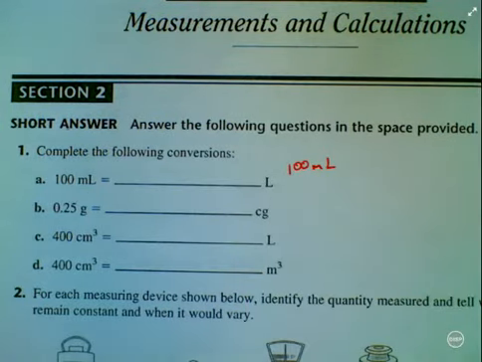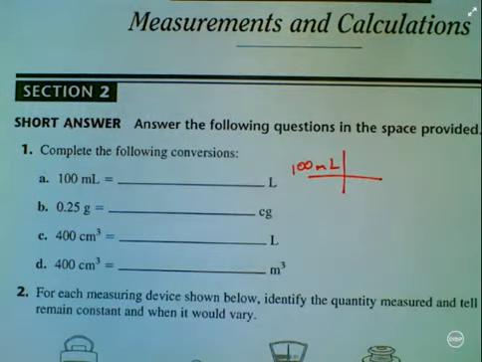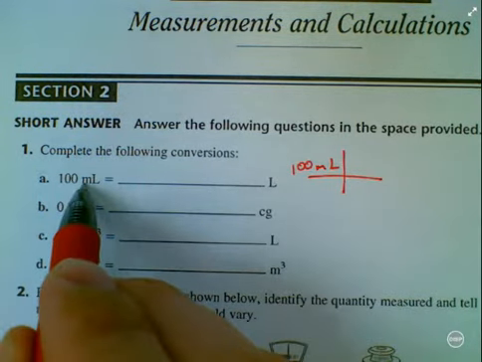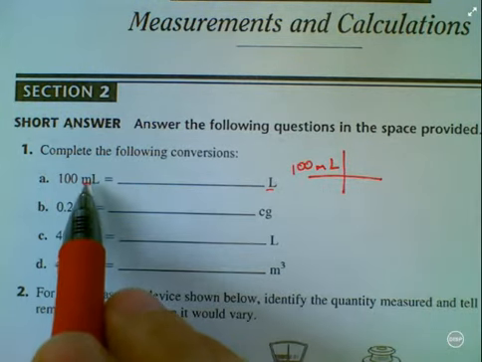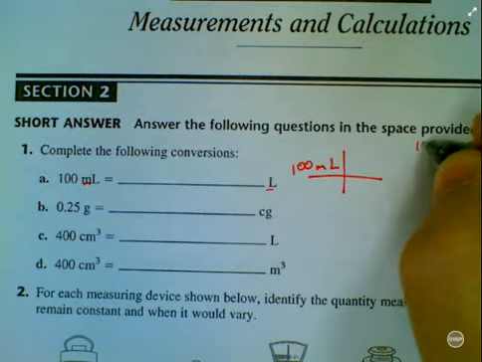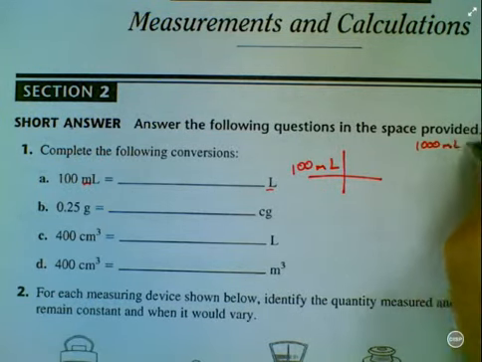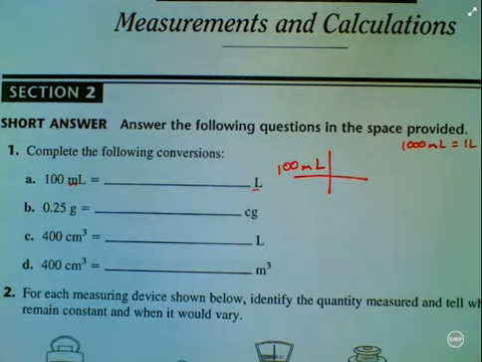milliliters. Now I'm going to set up a conversion factor using a statement of equality. There's a statement of equality that relates milliliters and liters, and you probably know that off the top of your head. It's that there are 1,000 milliliters in 1 liter. So my statement of equality: 1,000 milliliters equals 1 liter. You guys probably know that off the top of your head.